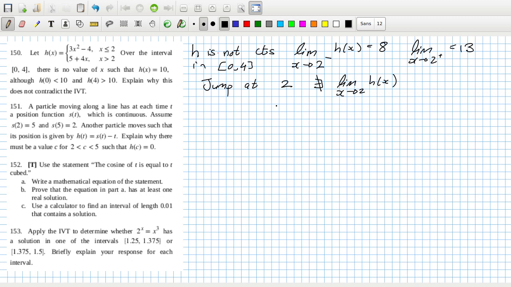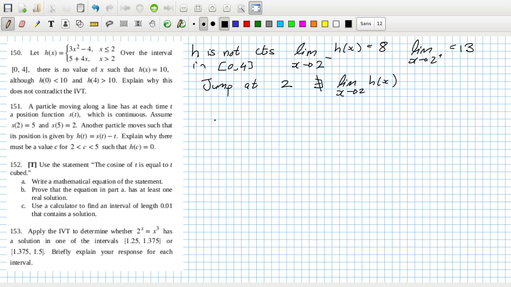Okay, a particle moving along a line has at each time t a position function s of t, which is continuous. Assume s2 equals 5 and s5 equals 2. Another particle moves such that its position is given by h of t equals s of t minus t. Explain why there must be a value of c such that h of c equals 0.